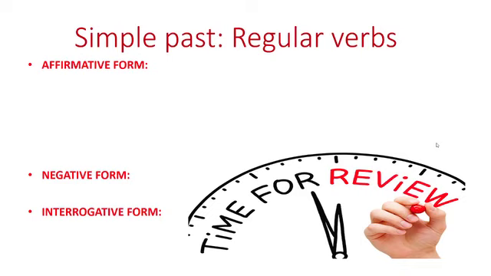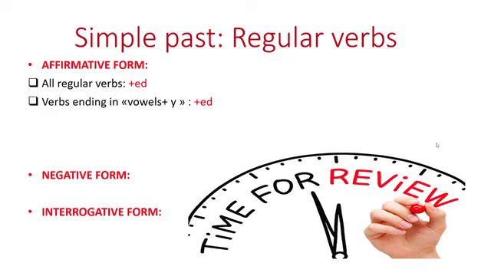Of course, we have three forms: affirmative form, negative form, interrogative form. So what do you remember about affirmative form? What kind of verbs did we have? We had regular verbs, but each one has a category. So first category, all regular verbs, we add ed. Good. Second, verbs ending in vowels plus y, we add ed.